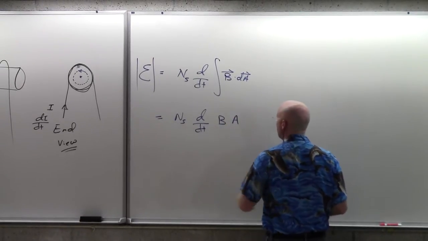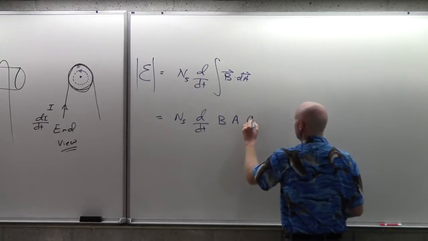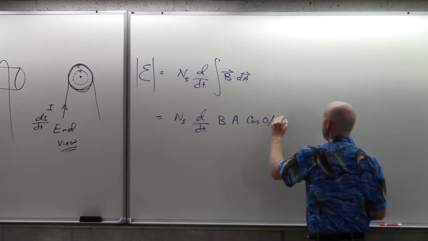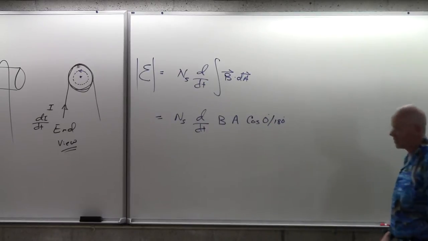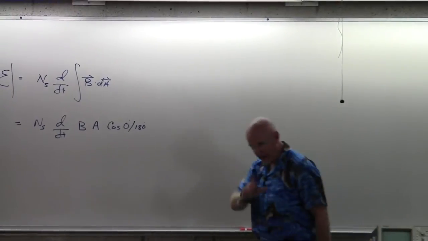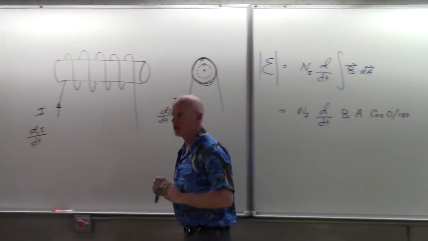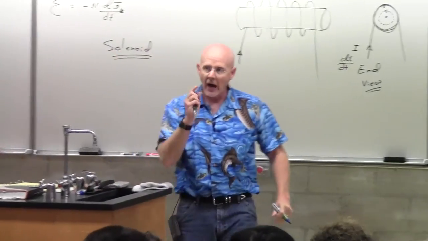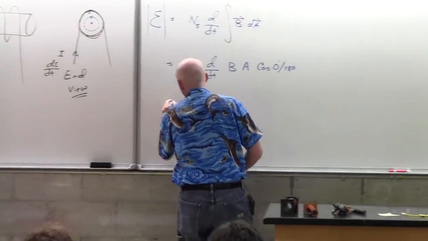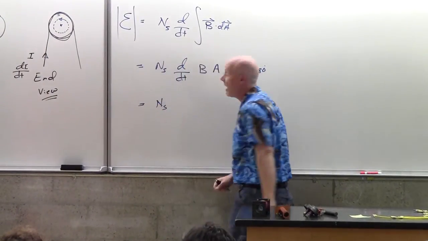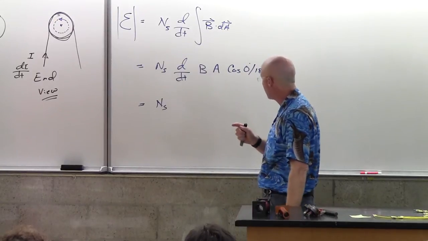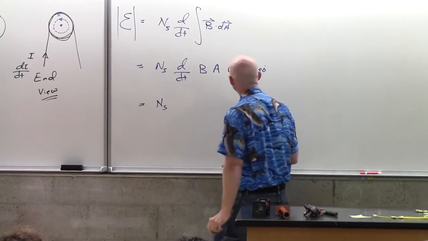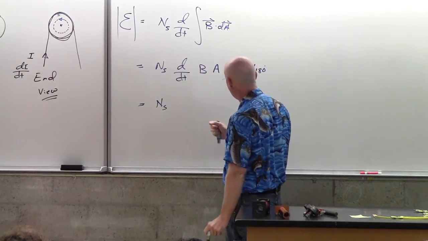Then I would have the area of the solenoid, and then I would have an angle of 0 degrees or 180 degrees, and so either a plus one or a minus one. But again, I'm not really paying attention to the pluses and minuses because I can figure that out with Lenz's law in my right hand. I would have an equation so far that says this.